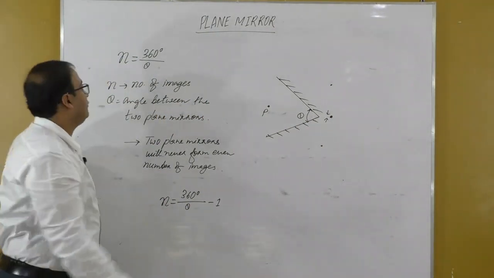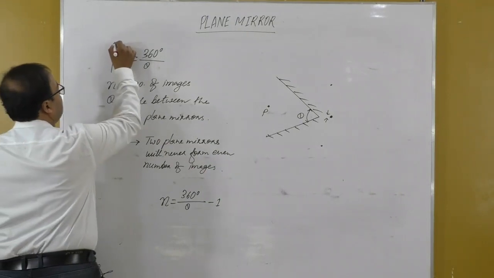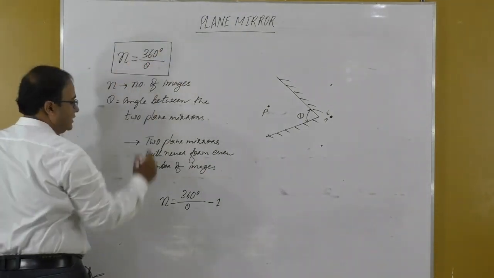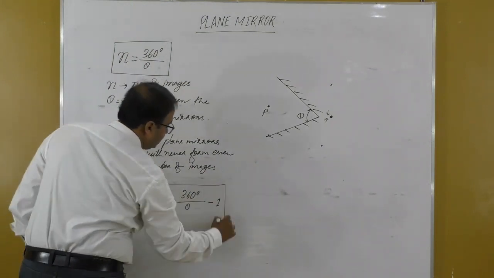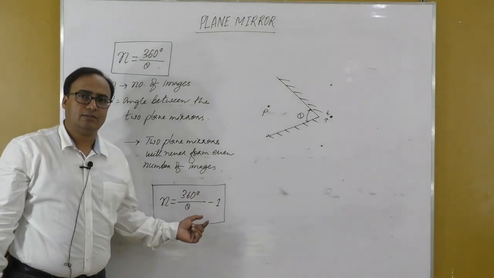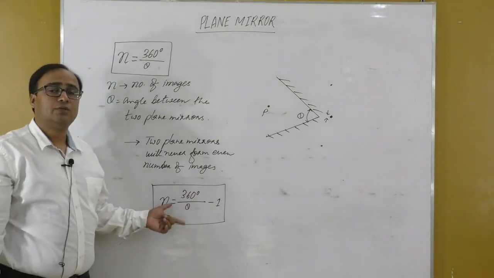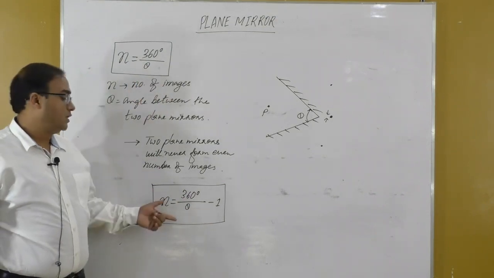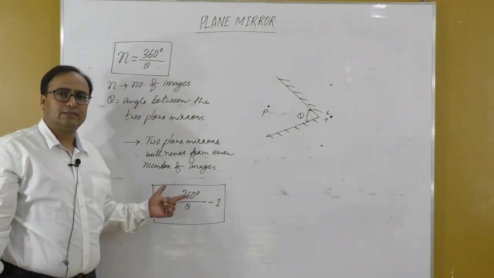So the formula for finding the number of images: the first one, n equals 360 degree by theta, and the second one, n equals 360 degree by theta minus 1. This part is used when you get an even number of images by using this formula. Then you have to modify the formula like this.